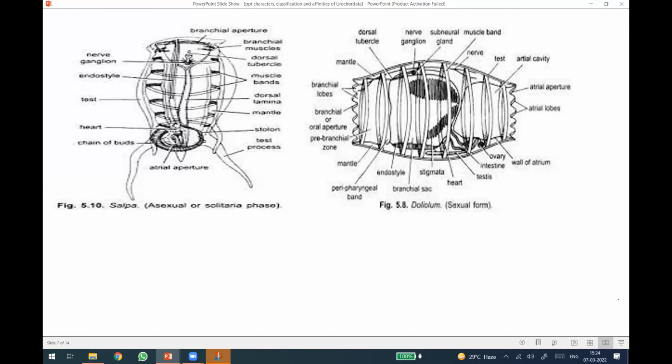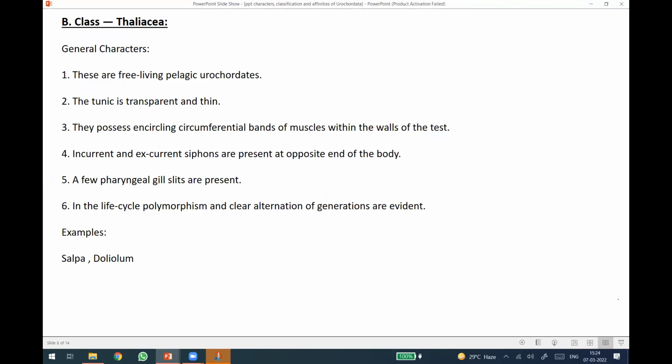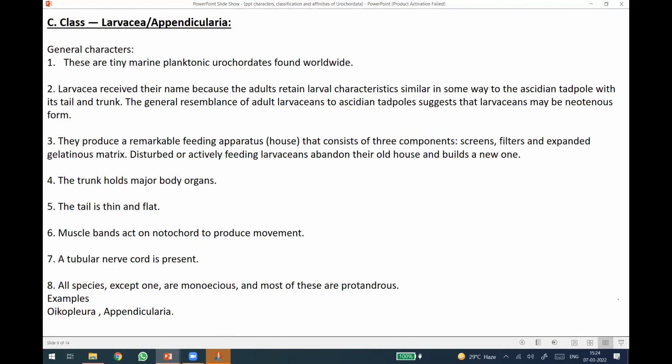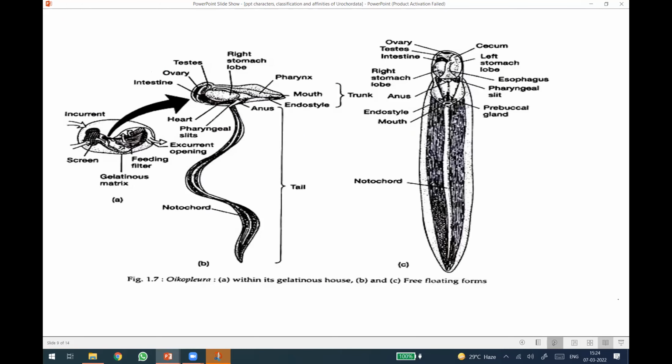Then the third class is class Larvaceae. This is Thaliacea, which we have already seen. The third class is class Larvaceae. The general characters of the Larvaceae: these are the figures of the Larvaceae, that is Oikopleura or Appendicularia also. These are the two examples of class Larvaceae, or Appendicularia. This is also called class Appendicularia.